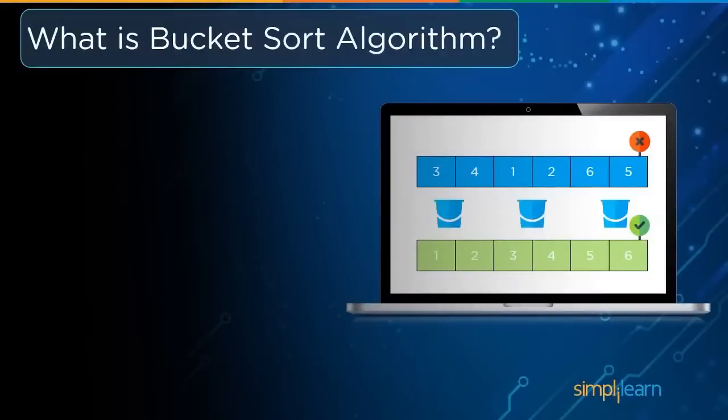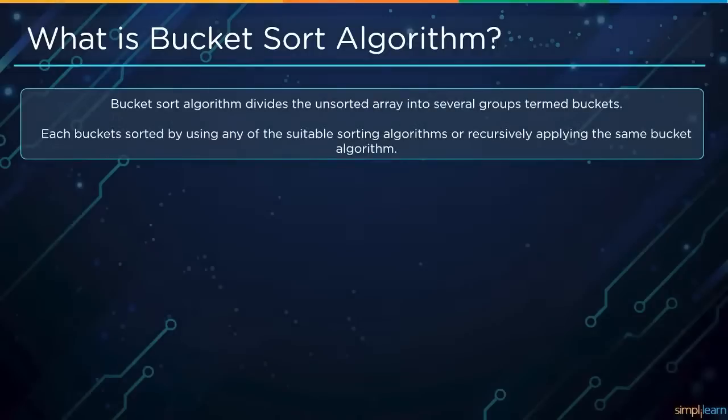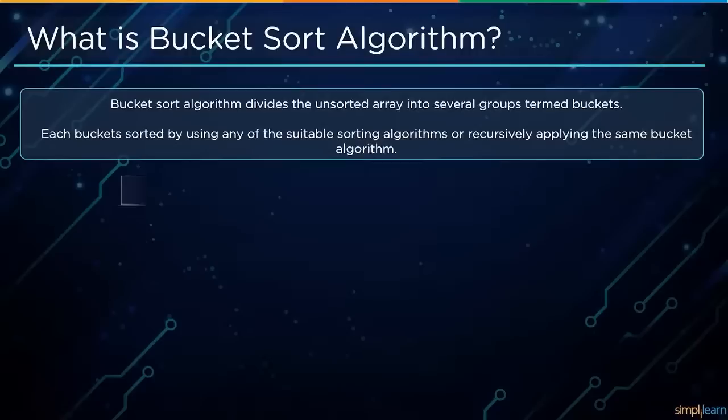What exactly is a bucket sort algorithm? The bucket sort algorithm divides the unsorted array into several groups known as buckets. Each bucket is sorted using any suitable sorting algorithm or by recursively applying the same bucket sort algorithm. I know it's a little complicated to understand, so let's go through an example.